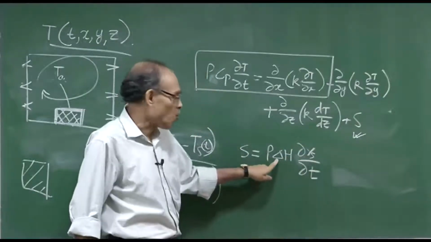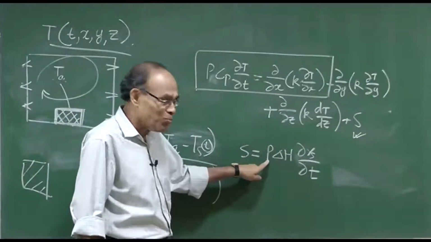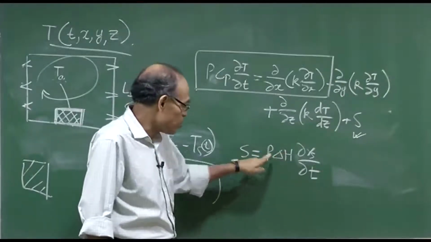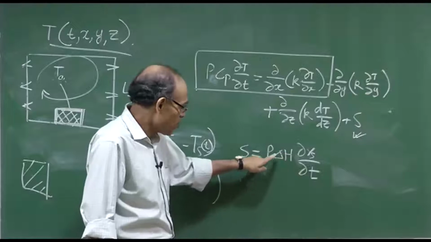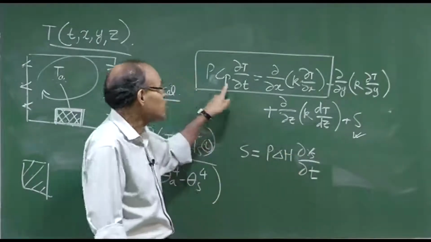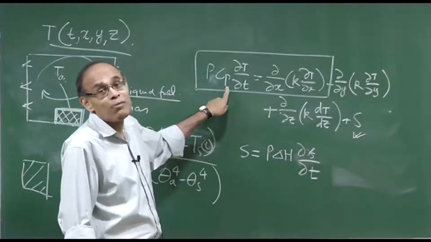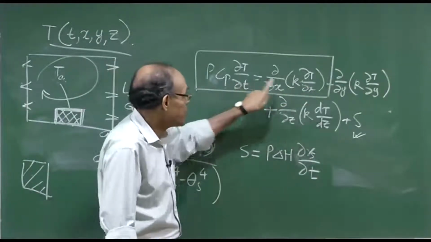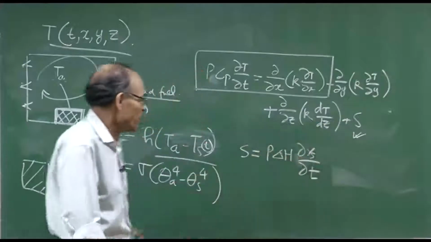This is the heat of transformation. So, this is kg per meter cube density, this is joules per kg, so this becomes joules per meter cube. Therefore, with the dimensionless volume fraction, it is joules per meter cube per second, that is, watt per meter cube. That is the dimension of each of these terms, and S will also have the same dimension.